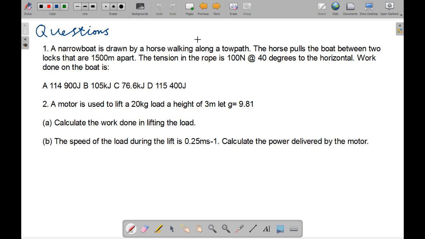And the next one: a motor is used to lift a 20 kilogram load a height of 3 meters. We let g equal 9.81, and we calculate the work done in lifting the load. The speed of the load during the lift is 0.5 m s^-1. So you just use that one there. Calculate the power delivered by the motor. So look at the answers now.